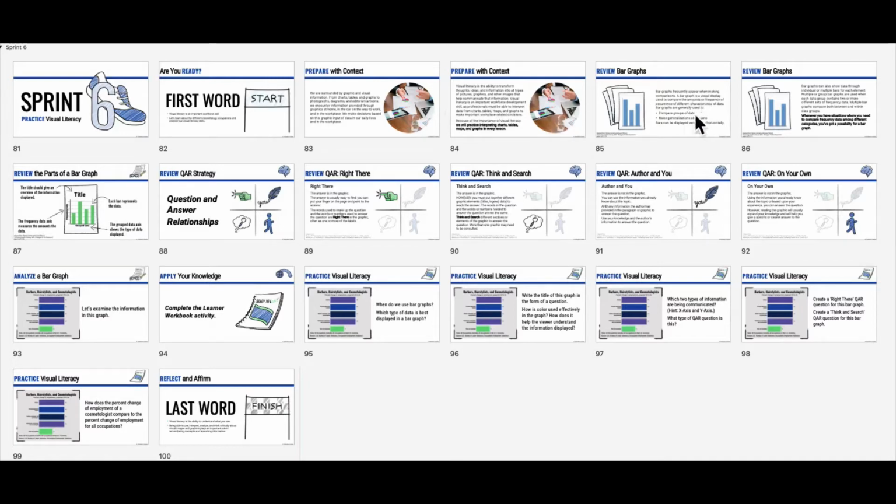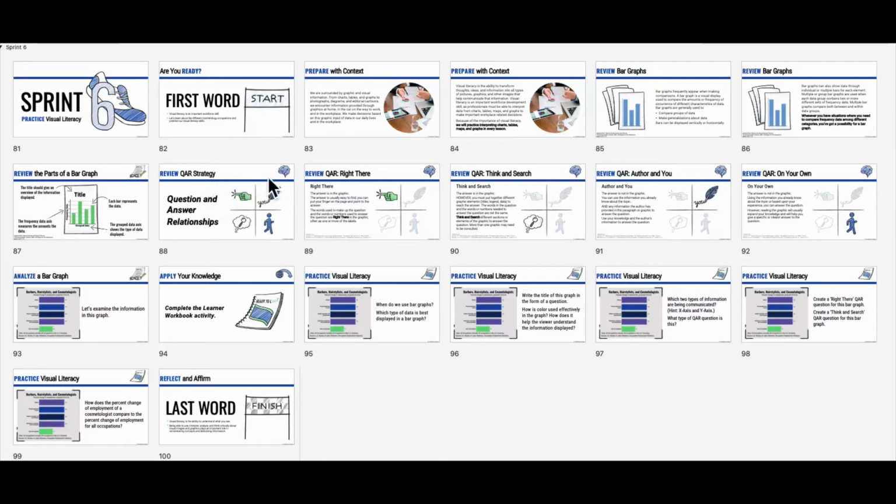They review what bar graphs are and the information that is presented on bar graphs, and then it starts the review. Hey, here's the parts of a bar graph. Remember, there's a title, there's data. This works through the parts of a bar graph. Remember that you have a little icon here, which means you have learner resources, unit resources that the learners can use. Then they review a QAR strategy. That's a question and answer relationship testing strategy.